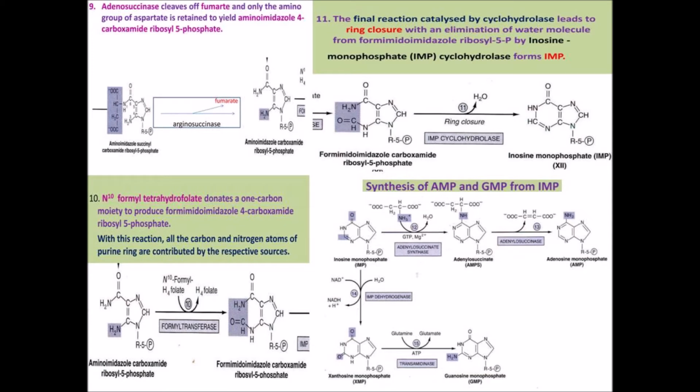respective sources. And in the 11th step, the final step is catalyzed by cyclohydrolase, leading to ring closure with an elimination of a water molecule from formimidazole ribosyl 5-phosphate, forming inosine monophosphate, IMP. See here, synthesis of AMP and GMP from IMP is shown.